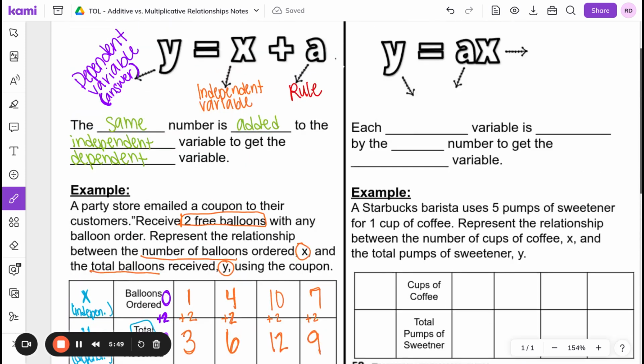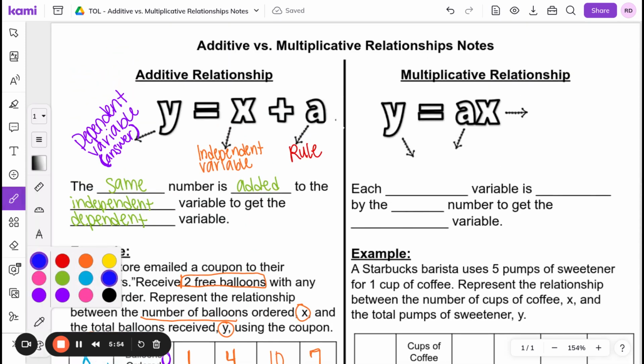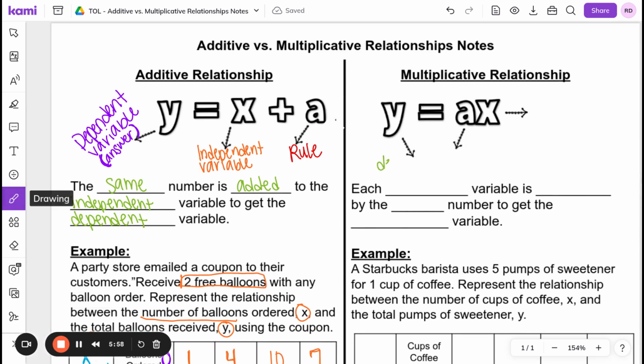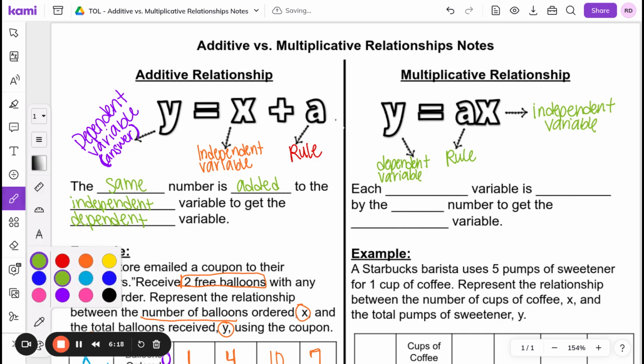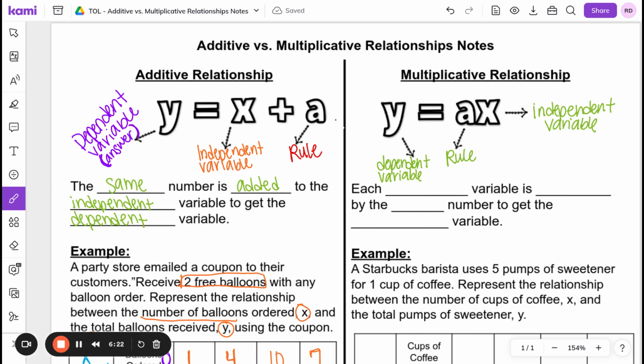On the other column for our notes, we have this multiplicative relationship. It kind of tells you the difference based off what the words are. So y is still going to be dependent. That never changes. The dependent variable is always y. It is always the answer. A is the rule, and x is that independent variable. It's what we can change. So each independent variable is multiplied by the same number to get the dependent variable. I guess we didn't talk about it, but whenever a letter and number are touching like this, it means to multiply.